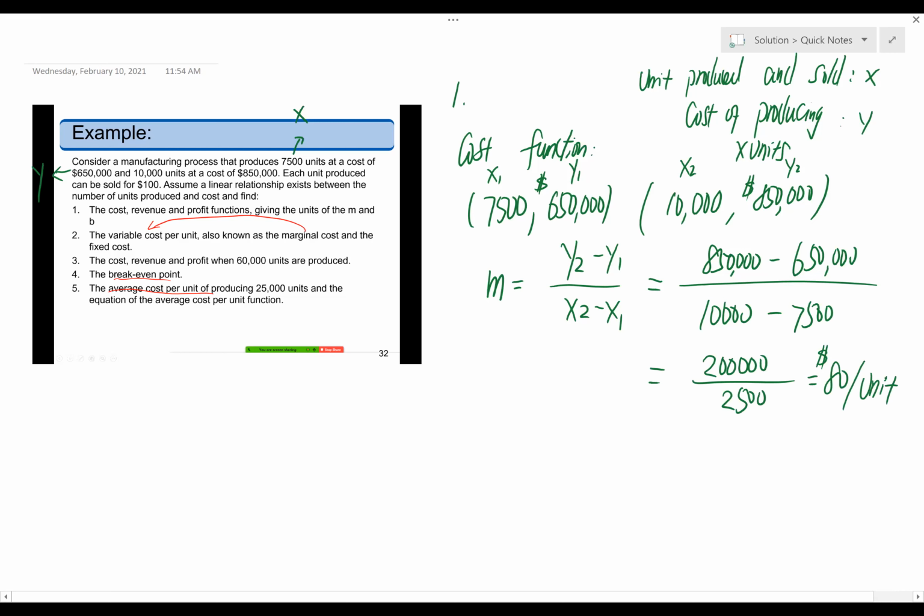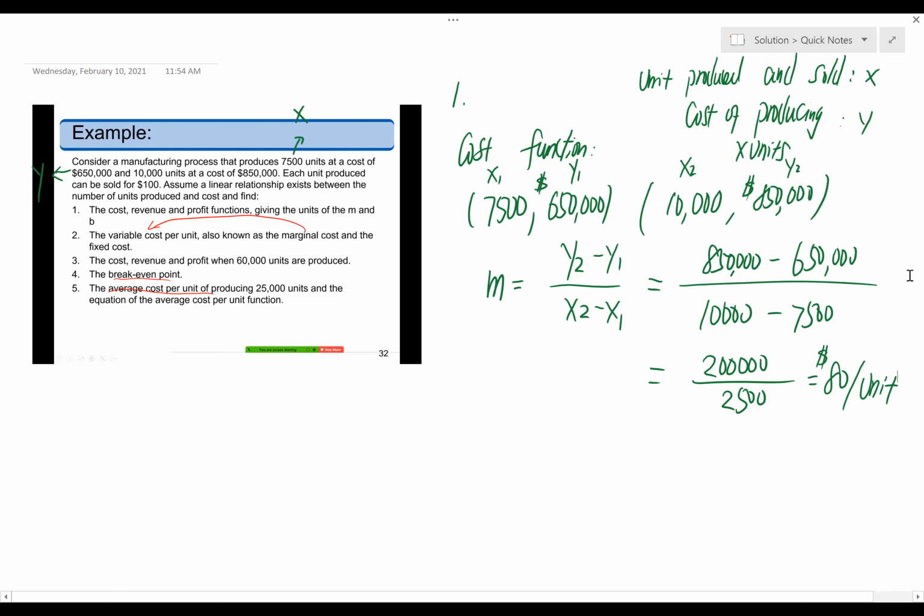Meaning the cost of producing one unit is $80. And if you produce 2 units, it will be $160, right? If you're producing 10,000 units, it will be $800,000. Okay, so that's what this means.